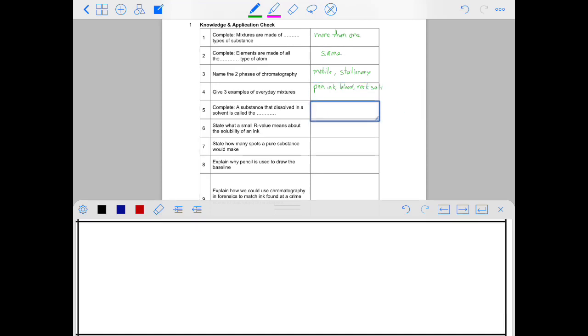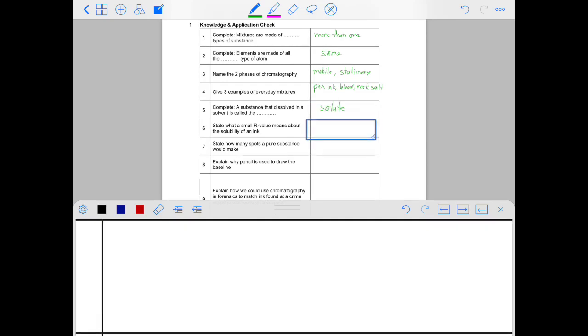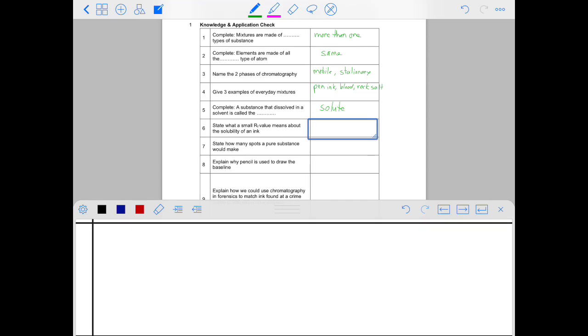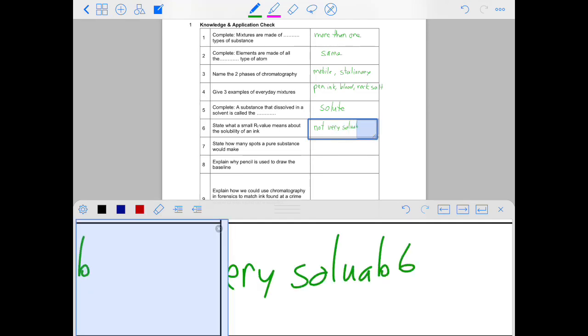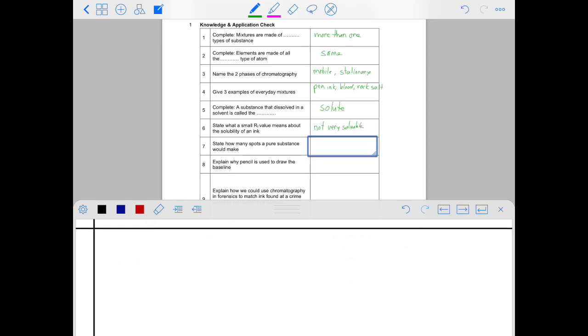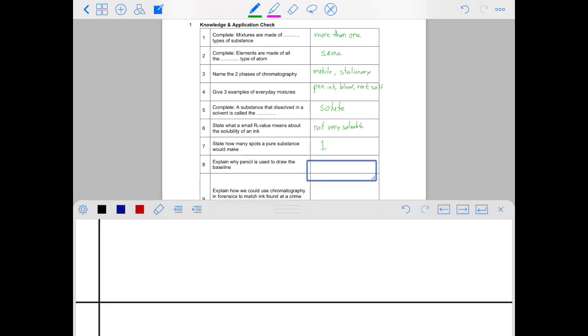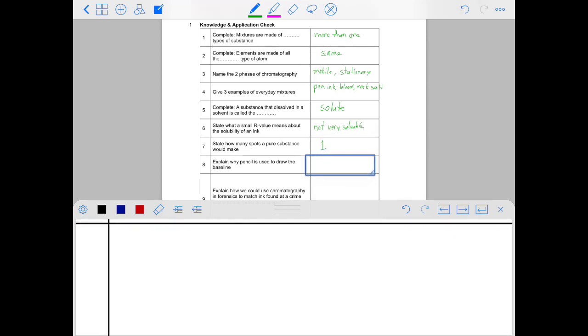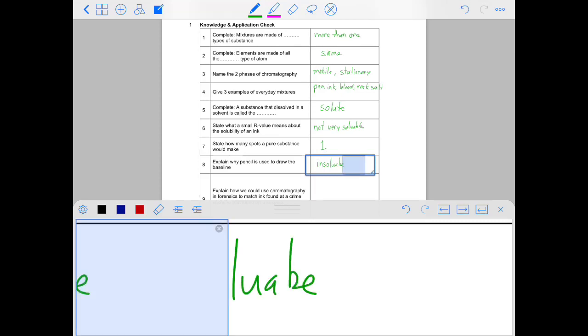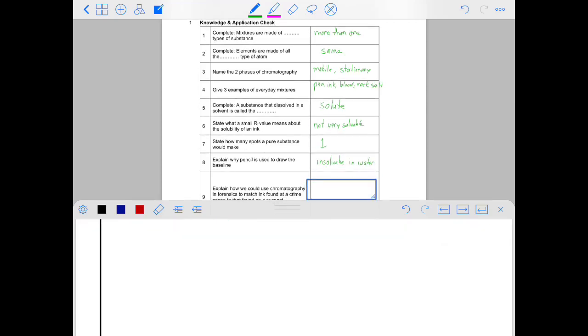A substance that is dissolved in a solvent is called the solute. What a small RF value means about the solubility of the ink, it is not very soluble. Remember, the larger the RF, the more soluble it is. How many spots a pure substance would make would be 1. Why we use a pencil to draw the baseline, because it is insoluble, or it means it will not dissolve in water, which is the solvent we were using.